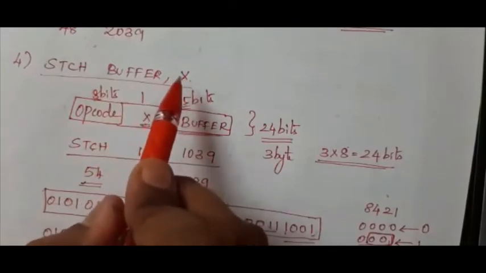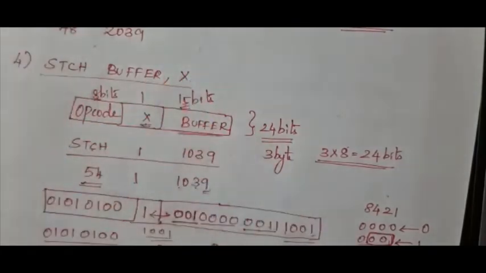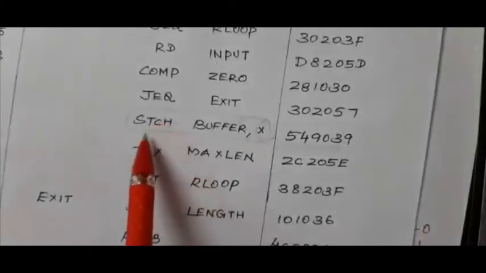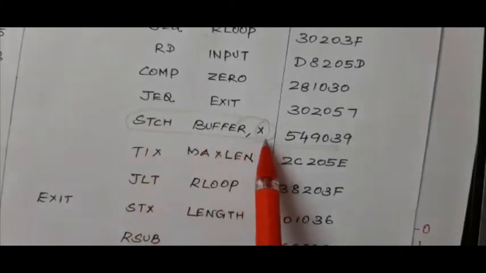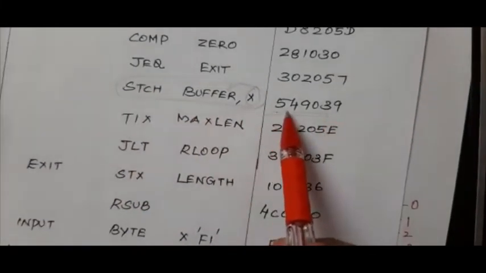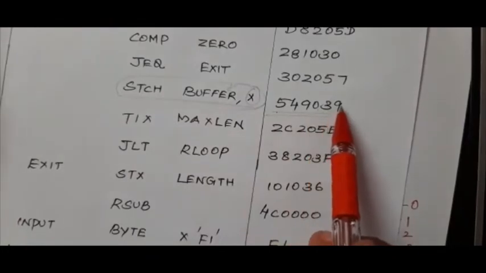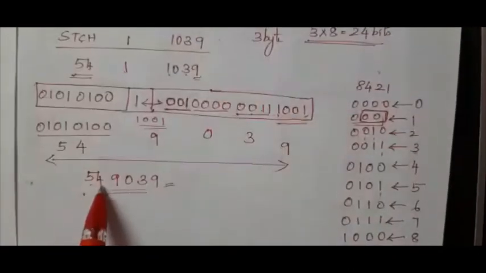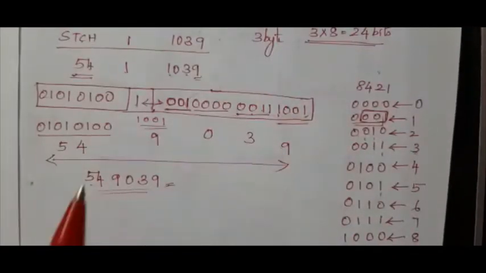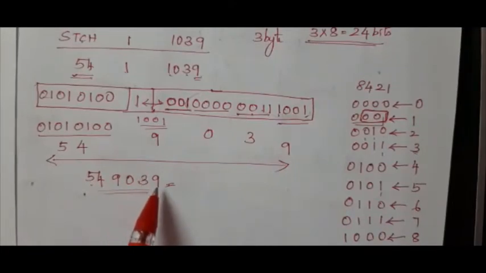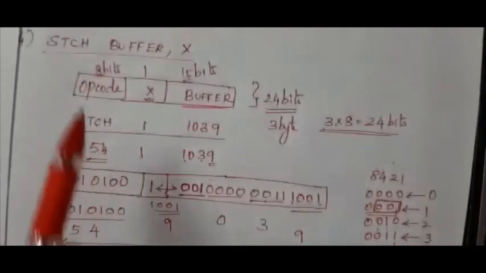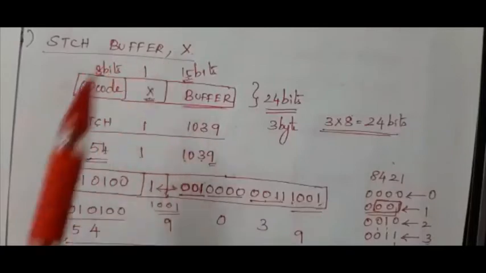Shall we check it in the object code? Okay, where is it? See, here in the object code, STCH BUFFER,X. So what do we get? 549039. Shall we see? 549039. Okay, so this is an example for getting an indexed addressing mode instruction. Now we are going to discuss how to write an object program.